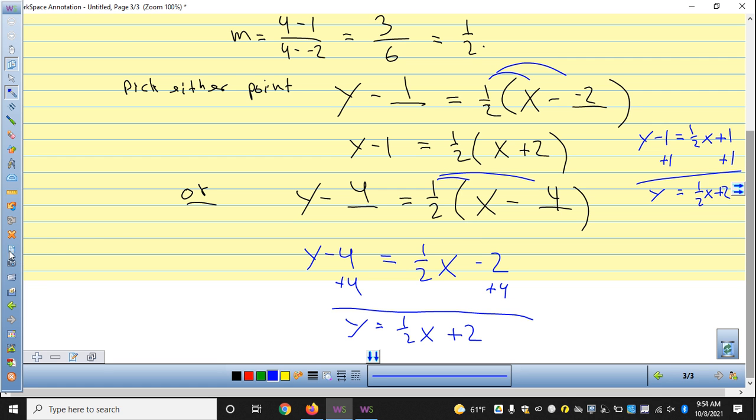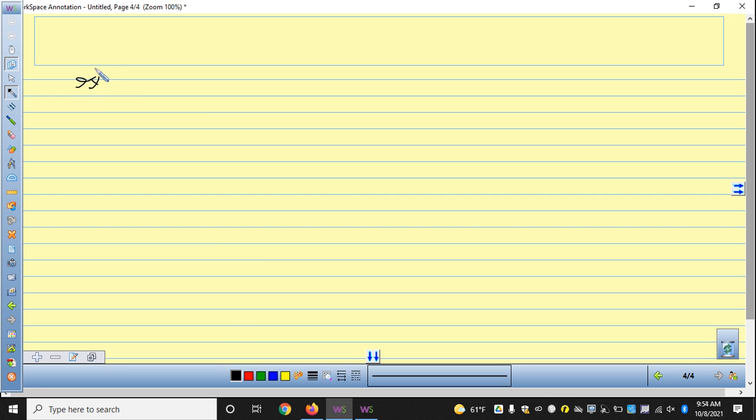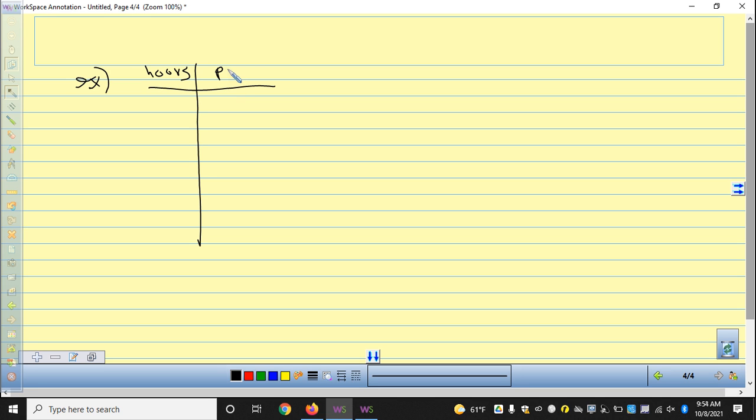All right, let's look at one last example. What if we had a table? And let's say the table represents the hours we work and how much money we make. 5, 130, 10, 210, 15, 290, and 20, 370. And we want to write an equation.